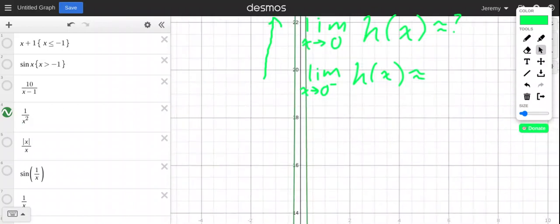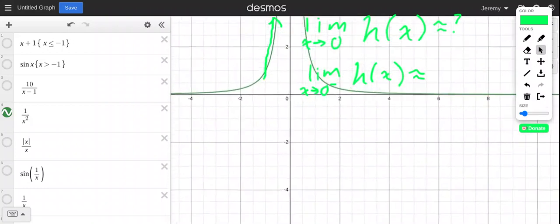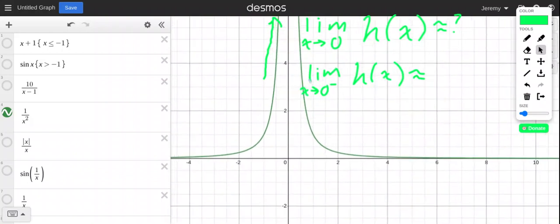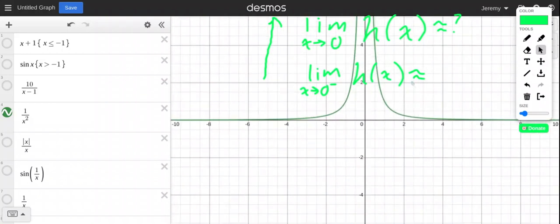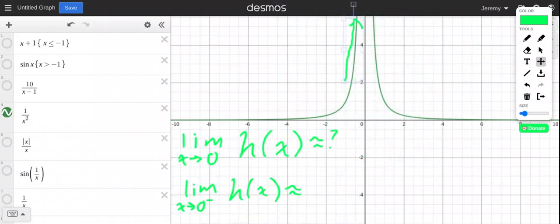So you probably expect that at x equals 0, you're going to be experiencing some weird stuff. And that weird stuff is that we do have what seems to be, at least graphically, a vertical asymptote. So you would say that the limit of h of x, from the left.